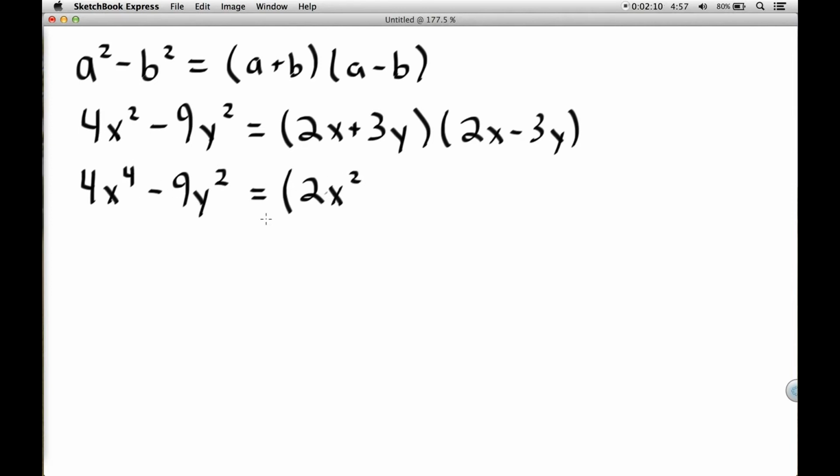So 2x squared, and that is because x squared times x squared, we add these two together to get x to the 4th. So the square root of anything to the 4th is to the 2, because it's half. And then square root of 9y squared, we did that here, it's 3y.